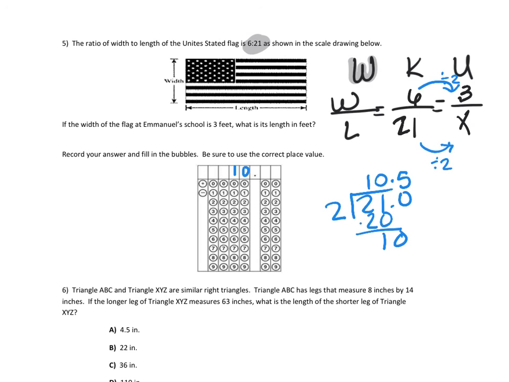So we would go 1, 0, and then the 5 would go after the decimal. Fill in. Oops, I messed that up. 1, 0, 5. Are y'all good with that? Okay. I'm going to stop right here for just a second and we'll start the next video in just a minute.